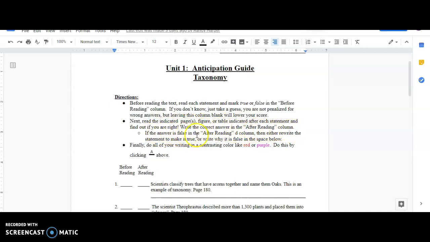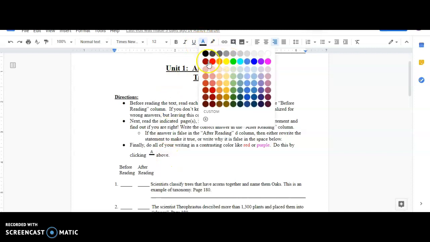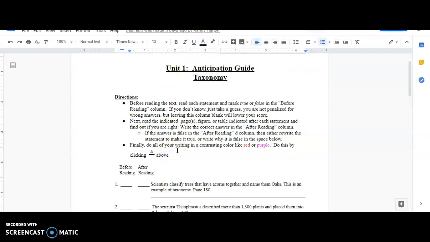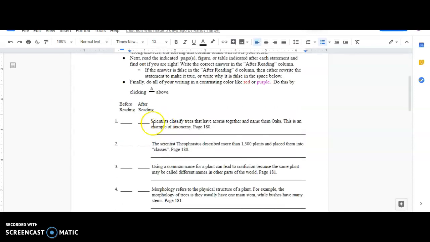If the answer is false in the after reading column, then either write the statement to make it true or write why it is false in the space below. Finally, do all of your writing in a contrasting color like red or purple. Do this by clicking the A above. So right here you click that and you would choose a different color. It just helps us with grading. So here's the before reading and here's the after reading.